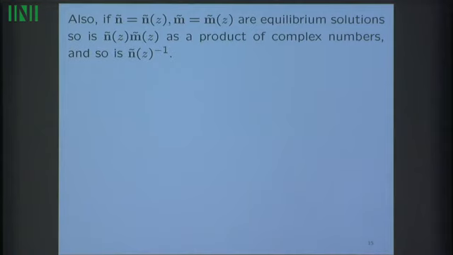Now here's an interesting thing. This is simple. Suppose you take 2 equilibrium solutions, n tilde of z and m tilde of z. Then we can multiply them together as complex numbers, and that will give another solution, because when you multiply e^(i phi) by e^(i psi), you get e^(i(phi plus psi)). And so if phi and psi are harmonic, so is phi plus psi. And similarly, if you invert the complex number, 1 over n tilde, that's also an equilibrium solution.